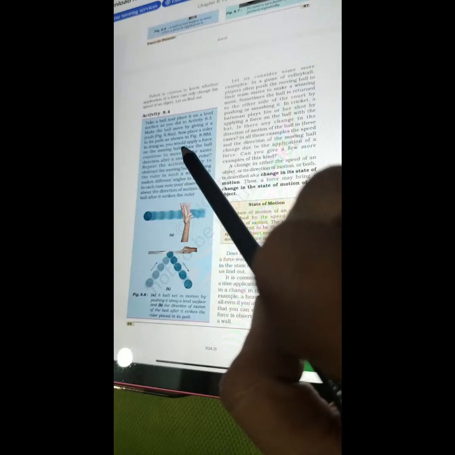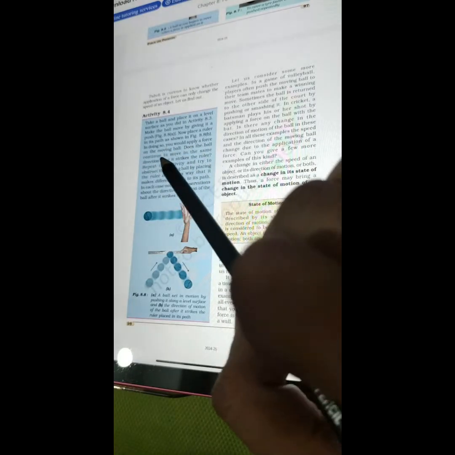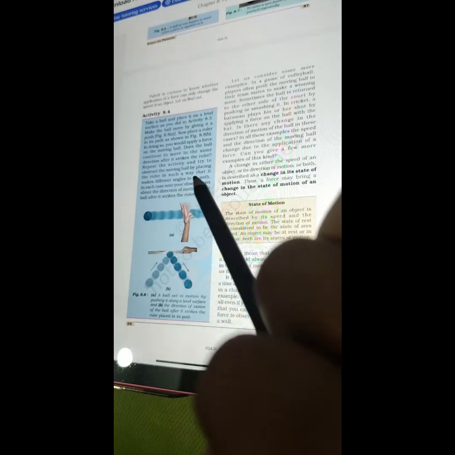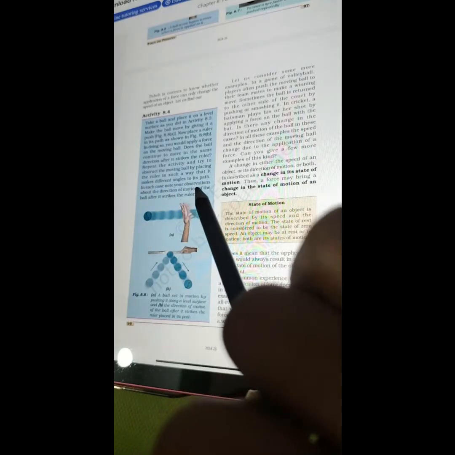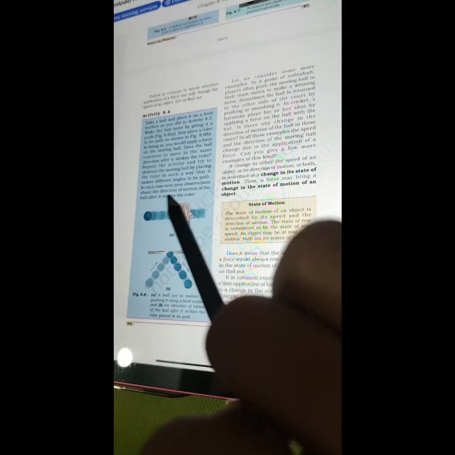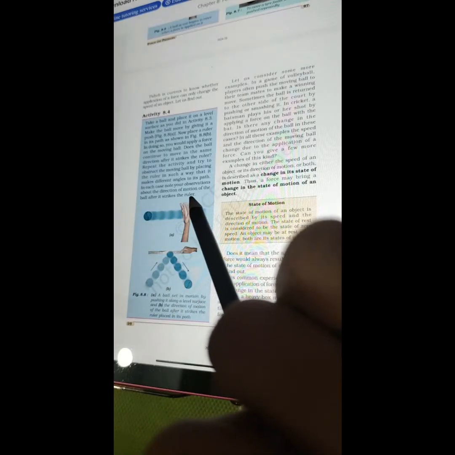In doing so, you would apply a force on the moving ball. Does the ball continue to move in the same direction after it strikes the ruler? Repeat the activity and try to obstruct the moving ball by placing the ruler in such a way that it makes different angles to its path. In each case, note your observations about the direction of motion of the ball after it strikes the ruler.